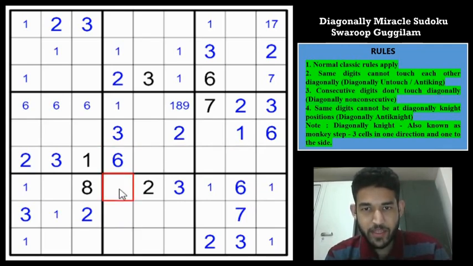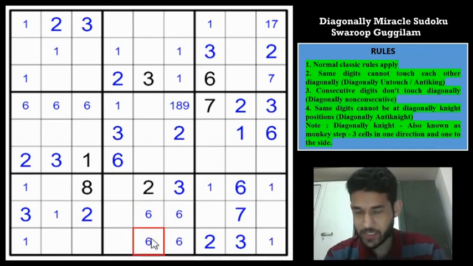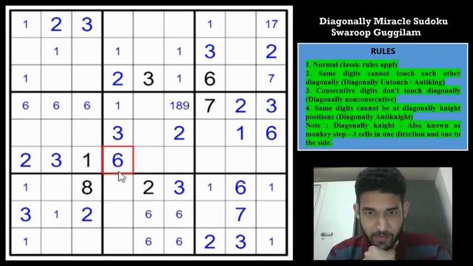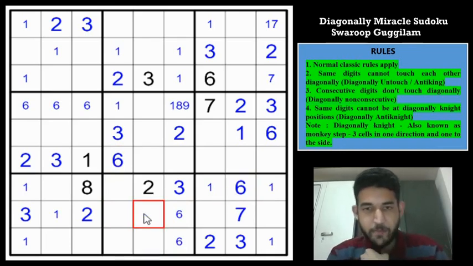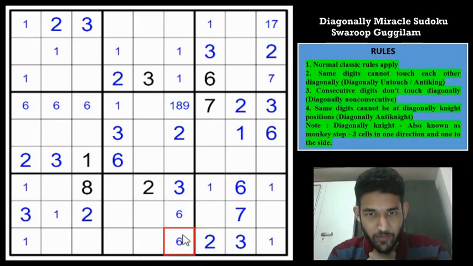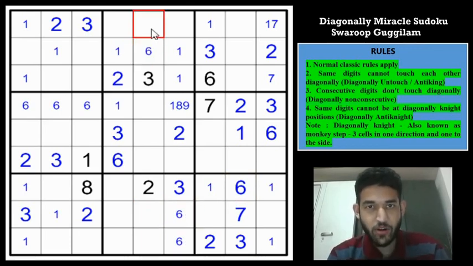So 6 can't be in these 3 cells. 6 would have to go in these 4 cells. And this is a monkey step away, so it can be eliminated. And this is a monkey step away, can be eliminated. So 6 must go into one of these two cells, which means that 6 must be in one of these two cells. Nothing much there.